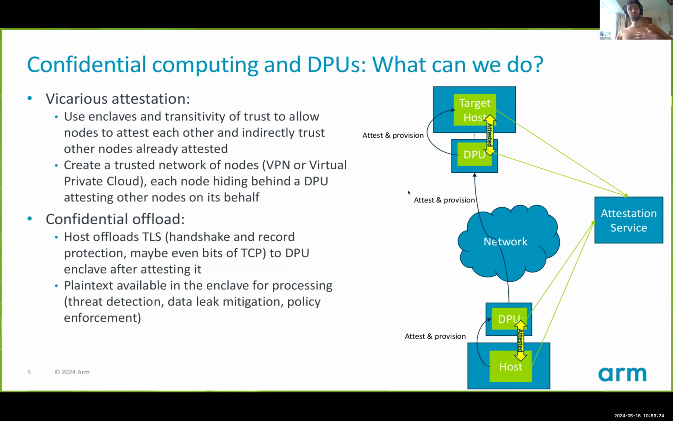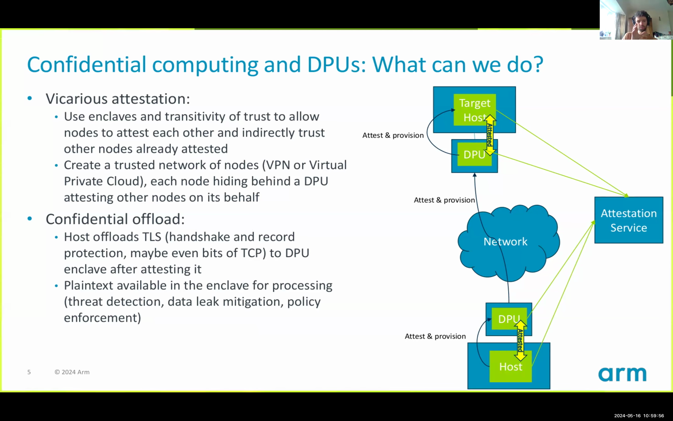Okay, so now let's talk about use cases at the intersection between confidential computing and DPUs. We came up with two use cases. This is not an exhaustive list. These are just two use cases that we deemed interesting, at least. The first one is vicarious attestation. The idea is that if node A already trusts node B and node B already trusts node C, then there's no reason why node A wouldn't trust node C.